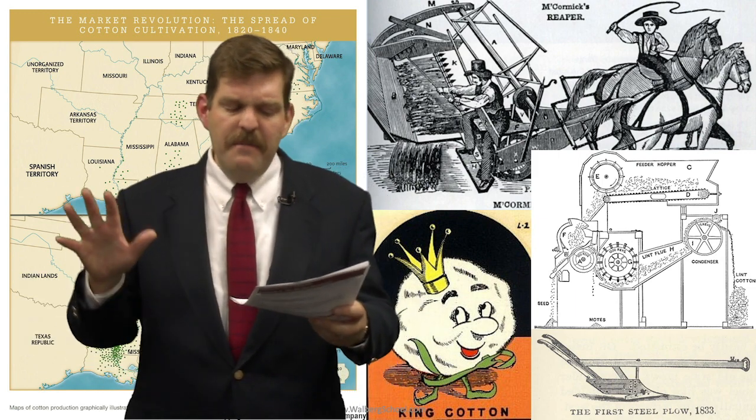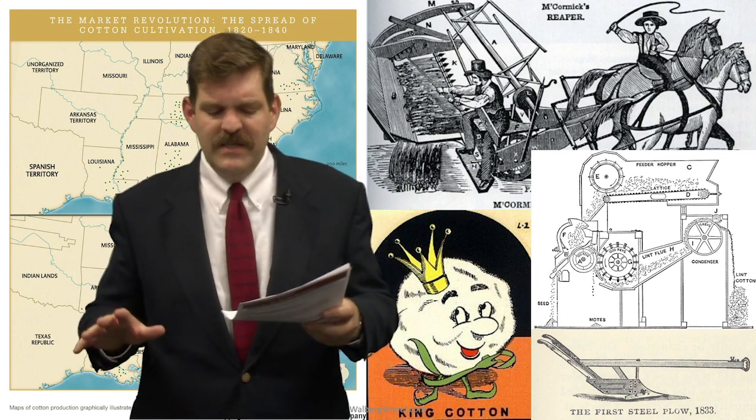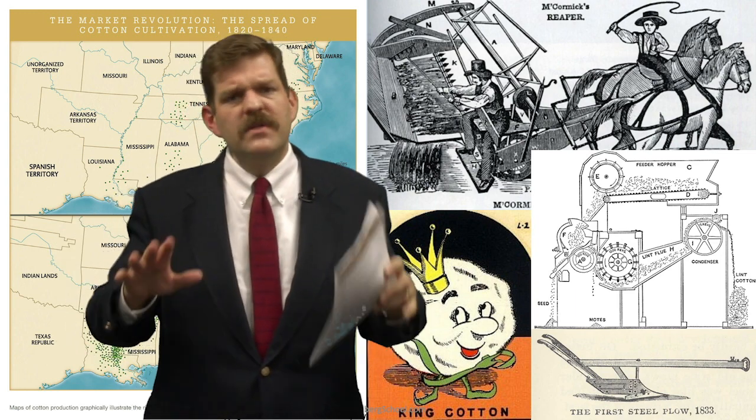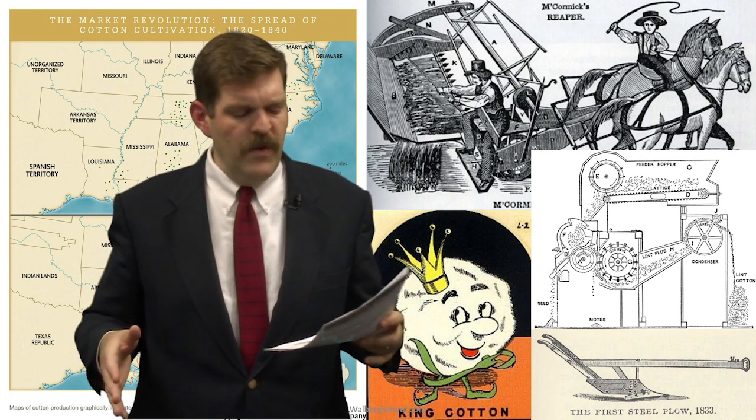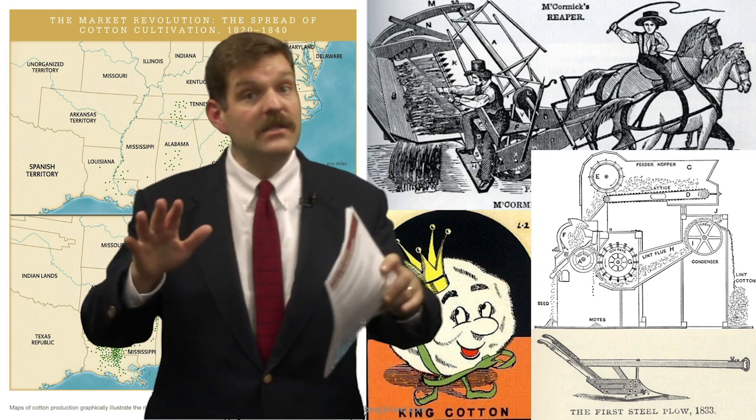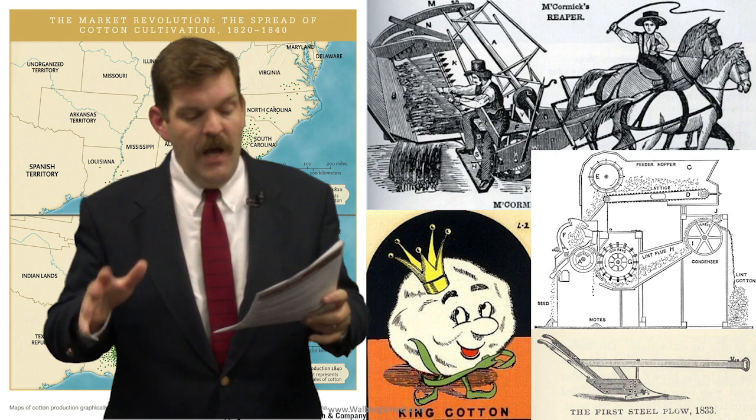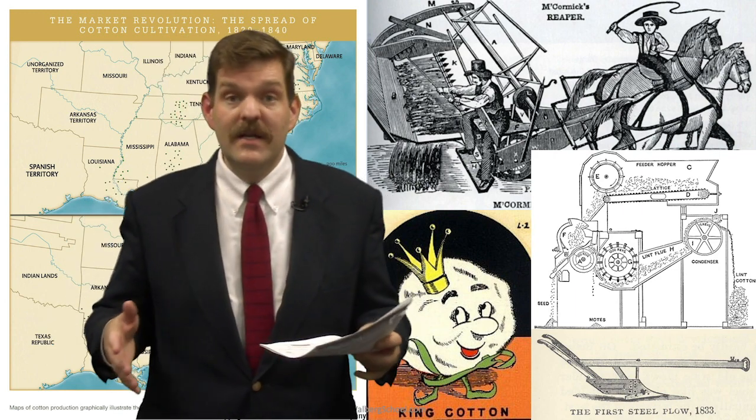The North had a mixed economy of farms and manufacturing cities. Commercial agriculture, though, particularly with these developments of the steel plow and the mechanical reaper, was dominating the South, and especially in cotton production. Cotton production was made possible by Eli Whitney's cotton gin.